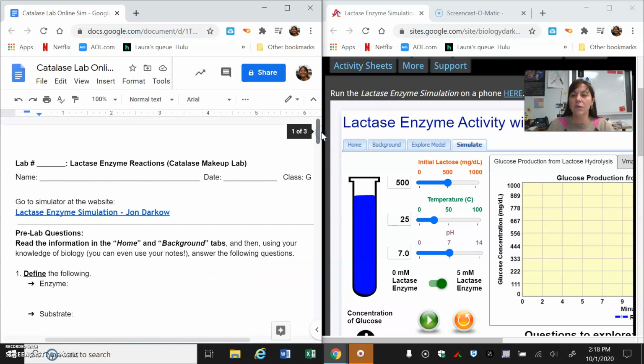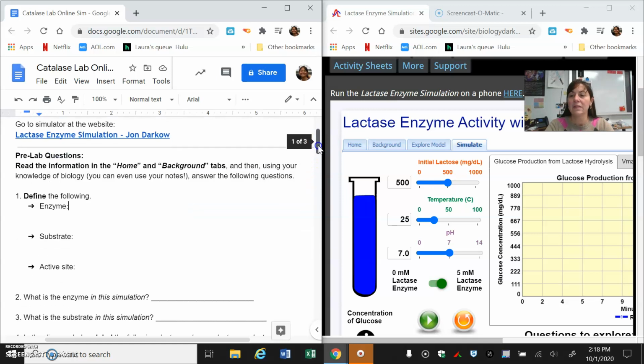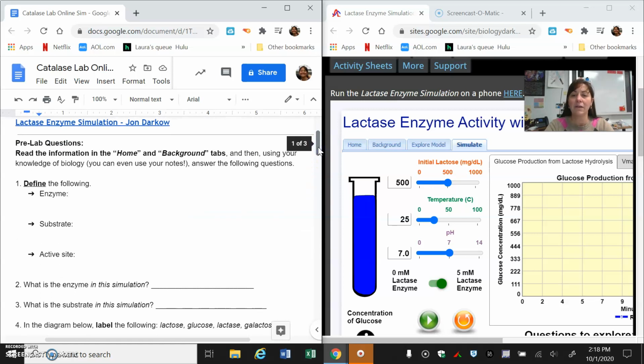All right, so when you open up the document, you're going to click this link for the lactase enzyme simulator, and it's going to open up what you see over here on the side. Okay, the first thing is some pre-lab questions. And it says, read the information in the home and background tabs.